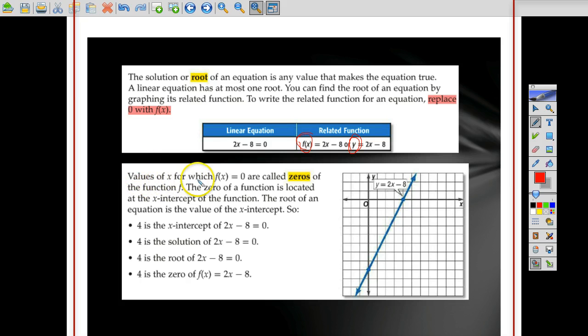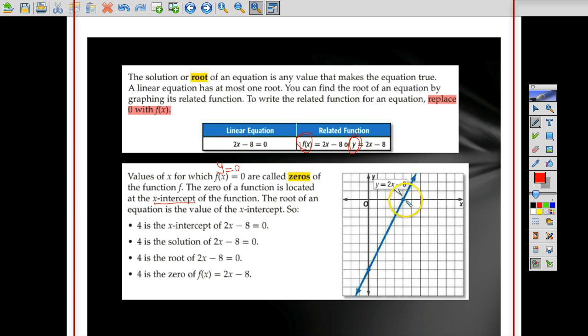All right, values of x for which f of x equals 0 are called zeros of the function f. Let me say that again. These are called zeros of the function f. The zero of a function is located at the x-intercept of the function. In other words, we learned the y-intercept is when x is 0. So x-intercept is when y is 0. Again, remember f of x is the same thing as y. So y equals 0 is at the x-intercept. The root of an equation is the value of the x-intercept.